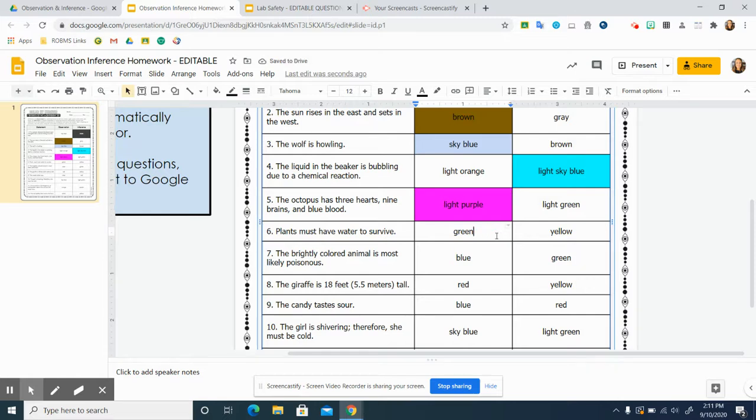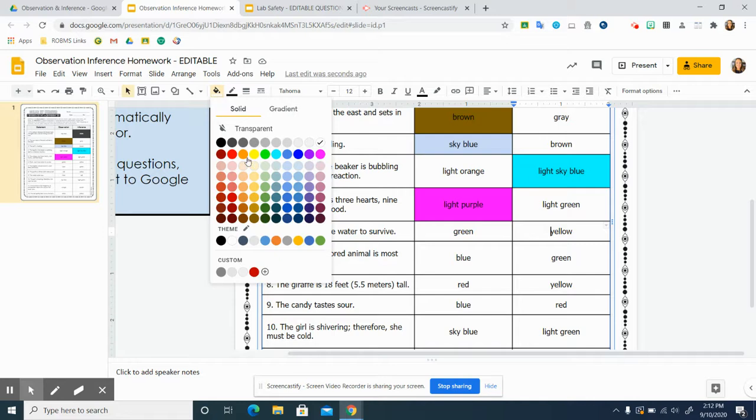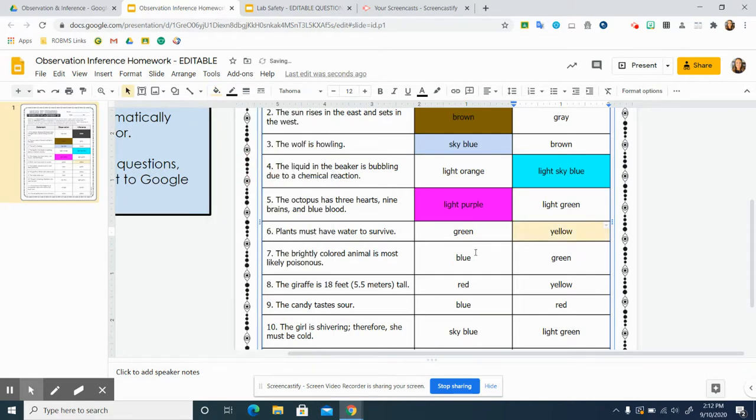Plants must have water to survive. If you look at it, the must is included in this sentence. This sentence doesn't have enough information for you to make it a fact. If it said plants must have water every 5 to 6 days to survive, that would be an observation. But because it says plants must have water to survive, not all plants require a lot of water. Desert plants in specific. So this is going to be an inference.